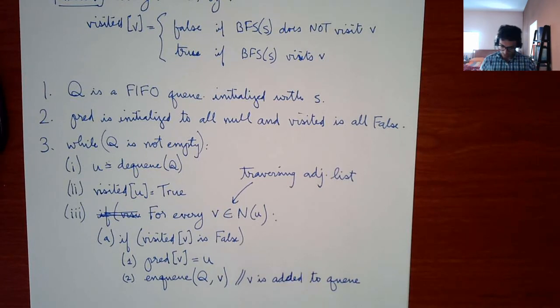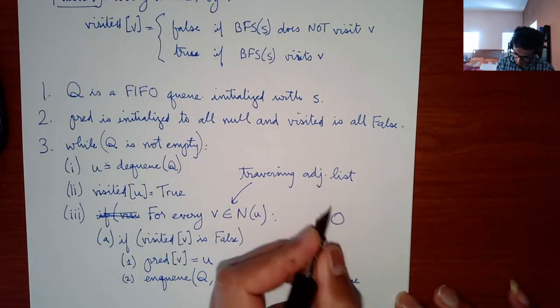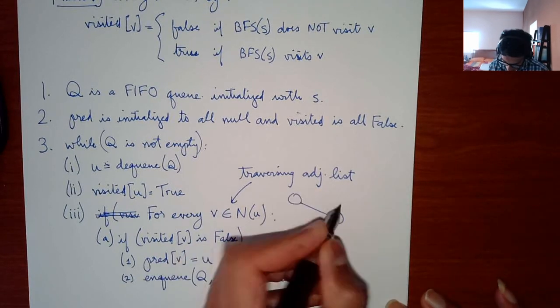Okay, so the way you want to visualize this is, let's just say you're at a vertex U. And I'm going to shade everything that's been visited. So it's got some neighbors here.